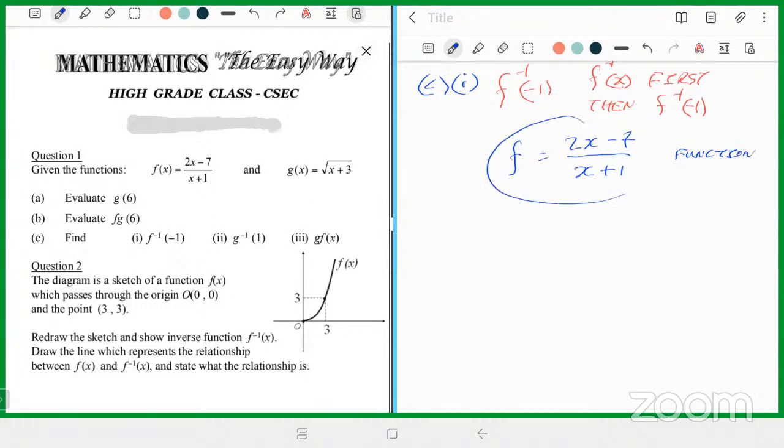In this function as presented, this f represents the range of the function. The two x's each represent the domain of the function. When you form the inverse function, the domain becomes the range of the inverse function, and this range is going to become the domain of the inverse function.